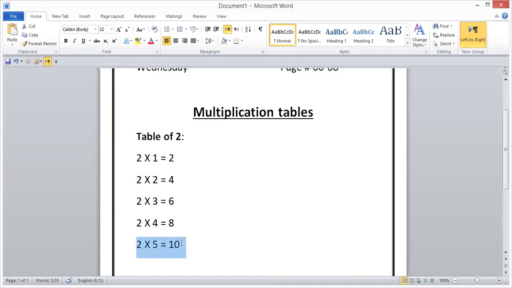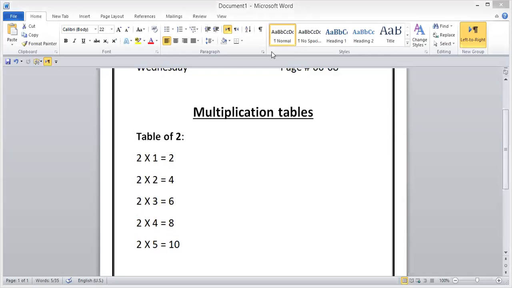to 5 times 2. 1 times 2 equals to 2. 2 times 2 equals to 4. 3 times 2 equals to 6. 4 times 2 equals to 8. 5 times 2 equals to 10. 1 times 2 equals to 2. 2 times 2 equals to 4. 3 times 2 equals to 6. 4 times 2 equals to 8. 5 times 2 equals to 10.